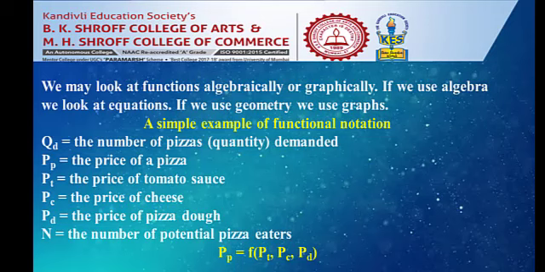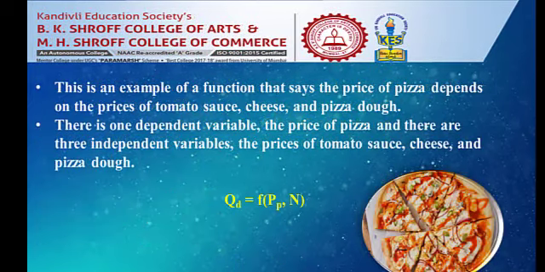Like, for example, the number of pizzas demanded, the price of pizza, the price of tomato sauce, the price of cheese, the price of pizza dough, and the number of potential pizza eaters. This is an example of a function that says that the demand for pizza not only depends upon the price of pizza, but there is one dependent variable, that is the number of pizzas demanded, and independent variables, that is the price of tomato sauce, cheese and of course the pizza dough.